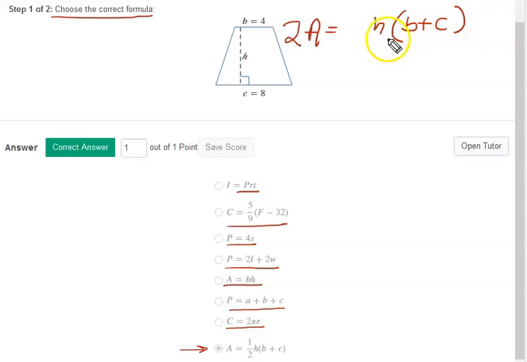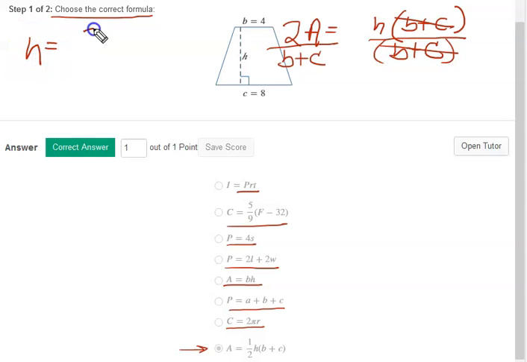So I divide this term here, this factor, which is B plus C. If I do this side, I have to do this side too. B plus C, I could put it in parentheses or not. Now anything divided by itself is 1, as long as it's not 0. And I get then H equals 2A over B plus C.